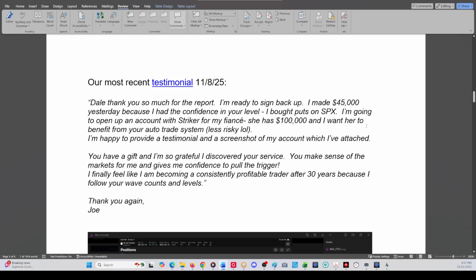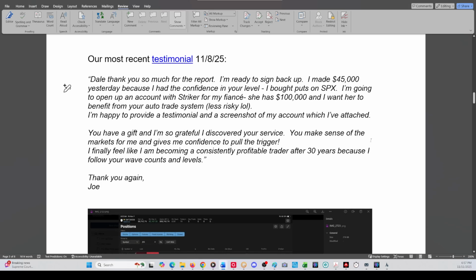I'm going to open an account with Striker for my fiance. That's the auto trades. She has 100,000. I want her to benefit from your auto trade system. Less risky, LOL. Yeah, options are risky, but I played them too. I still play them. I'm happy to provide a testimonial and a screenshot of my account, which I have attached. You have a gift, and I'm so grateful I discovered your service. You make sense of the markets for me and give me confidence to pull the trigger. I finally feel like I am becoming a consistent, profitable trader after 30 years because I follow your wave counts and levels.